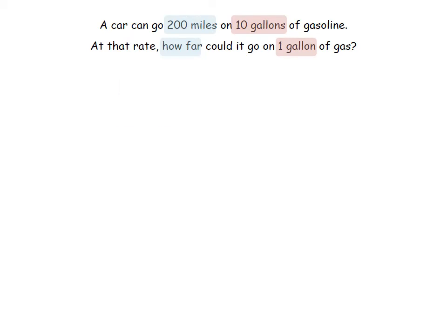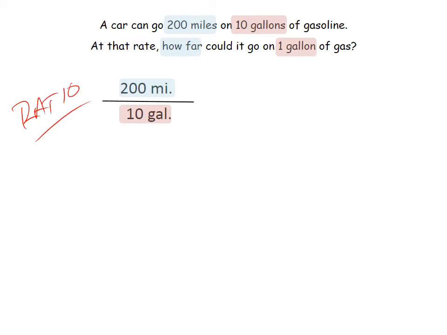So what we're going to do is take the known information, the 200 miles and the 10 gallons, and express it as a fraction. And we're going to view this as a special kind of fraction. We're going to view this as a ratio. And a ratio simply expresses the relationship between two numbers, in this case the 200 miles and the 10 gallons. Then we're going to do the same thing with the information we have to use to solve the problem, in this case how far that car could go on 1 gallon of gas. And that we're also going to view as a ratio.